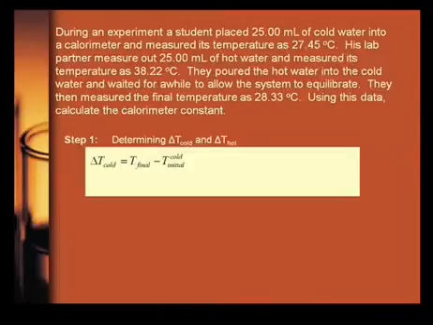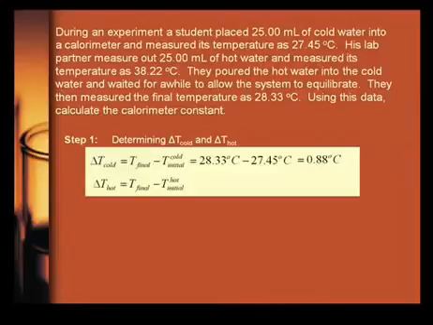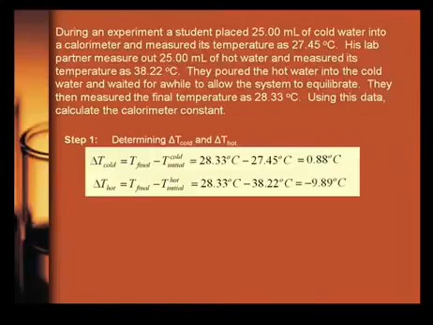So step 1, we need to determine delta T cold and delta T hot. And remembering, delta T cold is equal to T final minus T cold initial, or 28.33 degrees C minus 27.45 degrees C. And that is equal to 0.88 degrees C. And delta T hot is equal to T final minus T hot initial, or 28.33 degrees C minus 38.22 degrees C, or negative 9.89 degrees C. And remember, please keep that negative sign there.